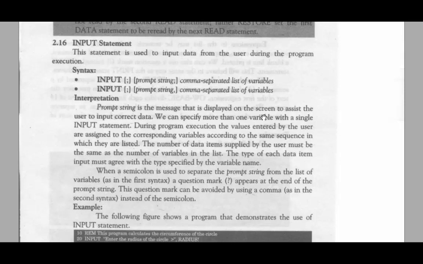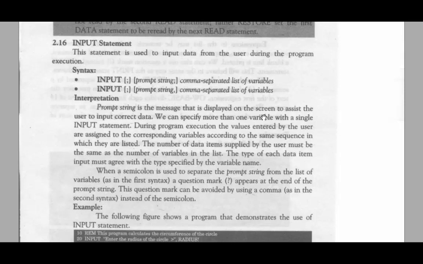We can specify more than one variable with a single input statement. During program execution, the values entered by the user are assigned to the corresponding variables according to the same sequence in which they are listed. The number of data items supplied by the user must be the same as the number of variables in the list. The type of each data item input must agree with the type specified by the variable name.